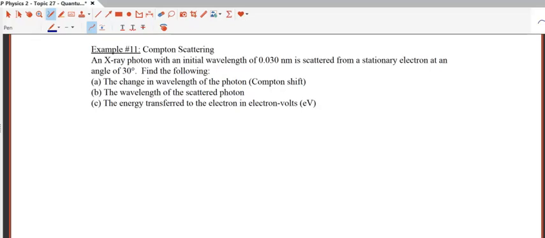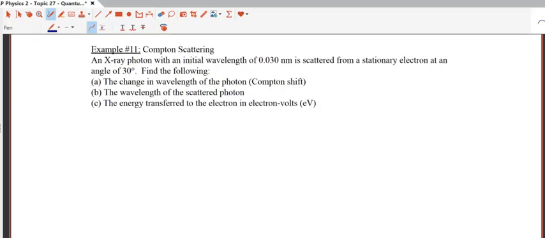All right, example 11. In the last example, we looked at a collision between a photon and electron, but it was all in one dimension, right? It was only just a head-on collision going backwards and forwards. So in this problem, we're looking at a collision where the electron gets scattered off at an angle. So we're looking at a 2D collision.